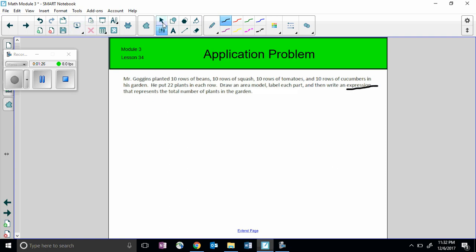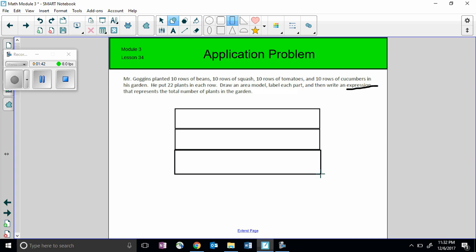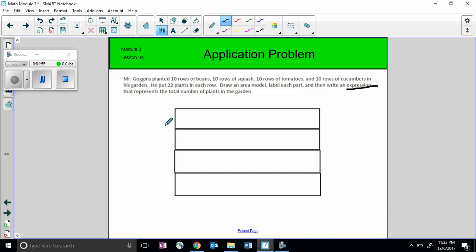So Mr. Goggins planted 10 rows of beans. Oops, might help if I use the right shape. So I'm going to use area here, 10 rows of beans. He planted 10 rows of tomatoes, 10 rows of cucumbers. I'm trying to make these as even as possible. And then 10 rows: beans, squash, tomatoes, cucumbers. Okay. Now, this is 10 because it's 10 rows. This is 10 rows. This is 10 rows. And this is 10 rows.